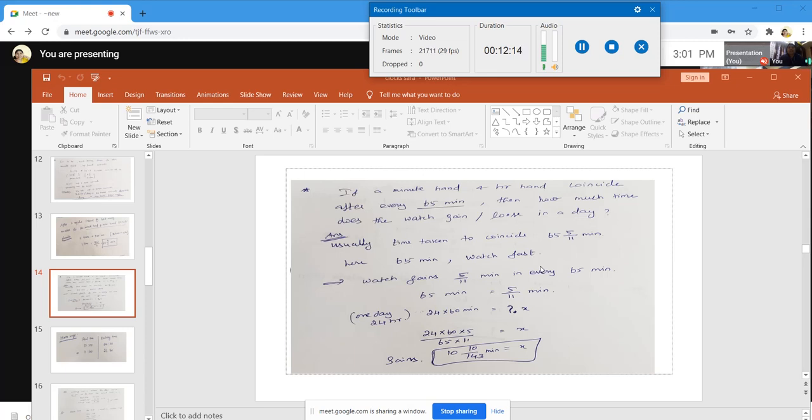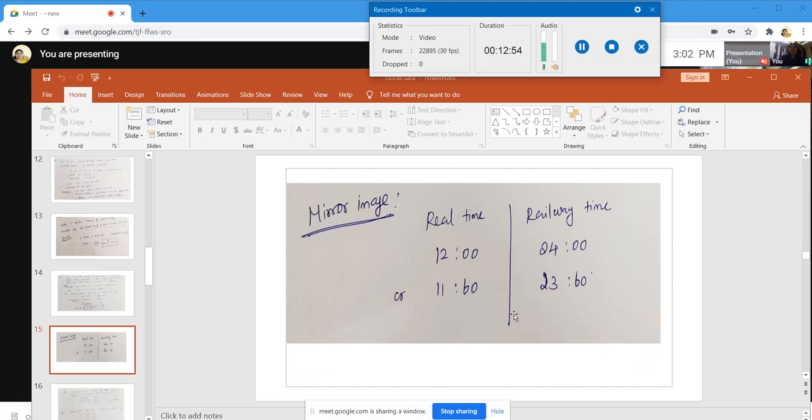Usually the time taken to coincide is nothing but 65 5/11 minutes. Here they have given us 65 minutes. So we can find out here the clock is somewhat faster. How much is it faster? 5/11 minutes it is faster. So the watch gains 5/11 minutes in every 65 minutes. So we can find out in one day how much it will be. In 65 minutes it gains 5/11 minutes, and one day is 24 hours into 60 minutes. So the answer is 10 10/143 minutes.